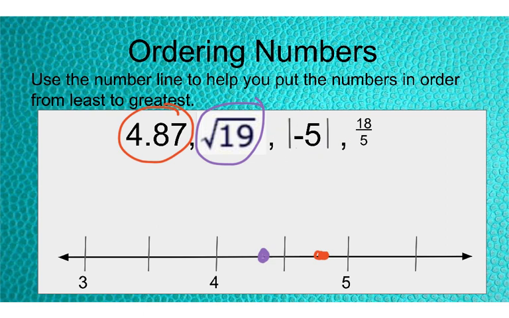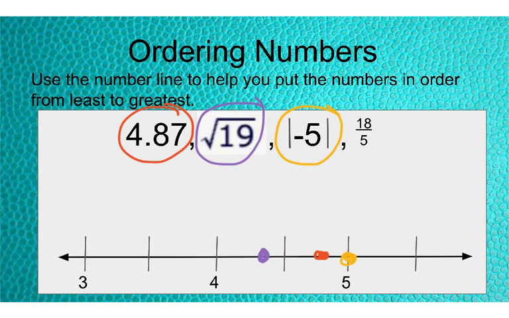What about this one right here? Remember what those lines mean on the sides. This means the absolute value of -5. Absolute value is always a positive number of whatever you see. It's the distance that number is from 0. So the absolute value of -5 is +5. +5 goes right here on our number line.